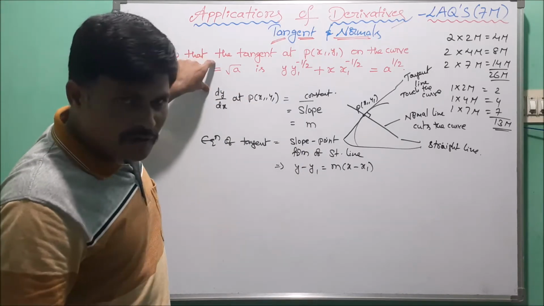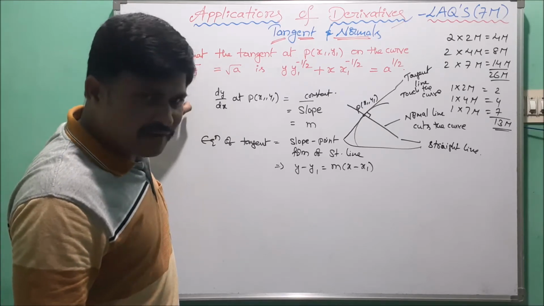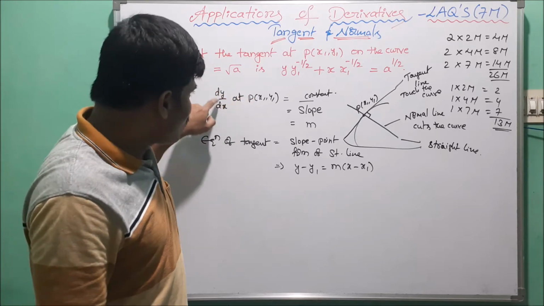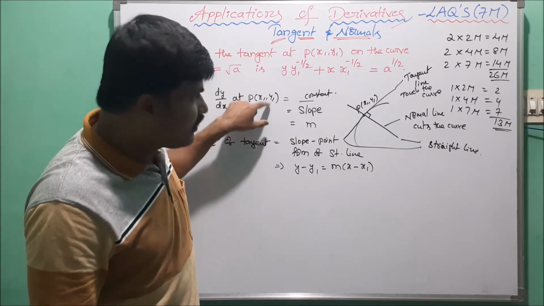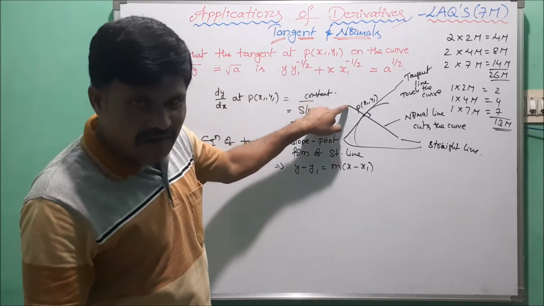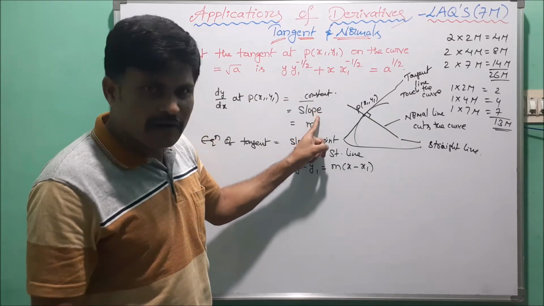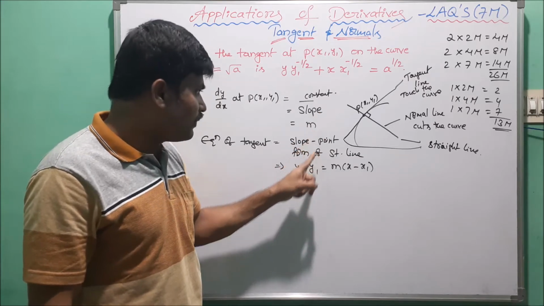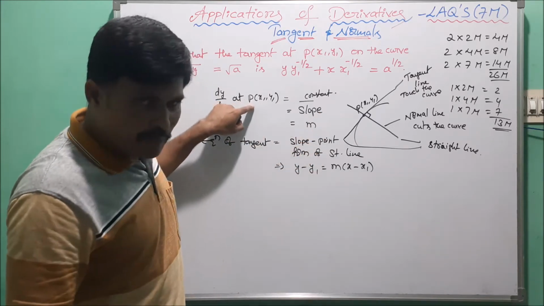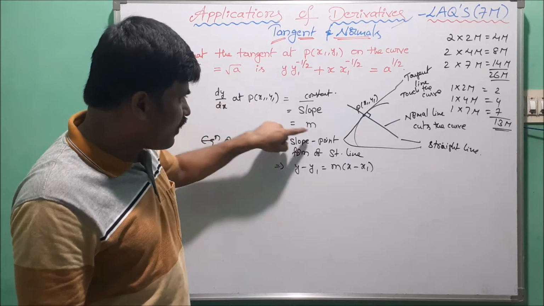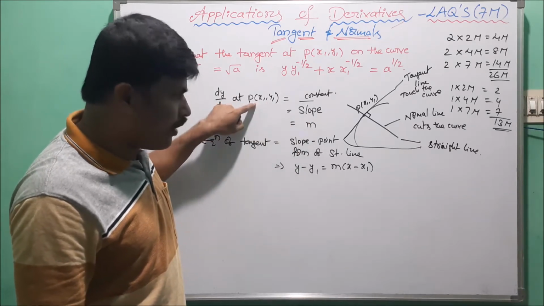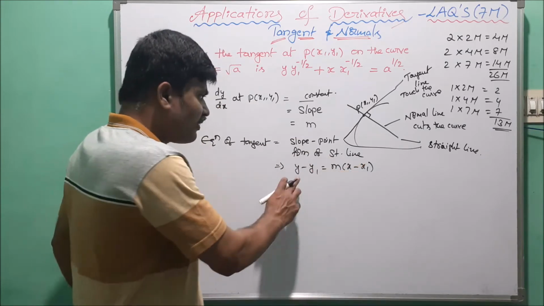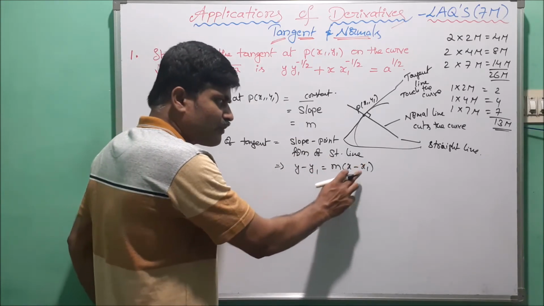First differentiate the given curve, that is dy by dx, and find dy by dx at P of x1, y1. It is taken as one constant, which is denoted as the slope, symbolically small m. Here we take that point P of x1, y1. We observe this is the slope, this is the point. Now we take the slope point form of straight line, that is y minus y1 equals m into x minus x1.